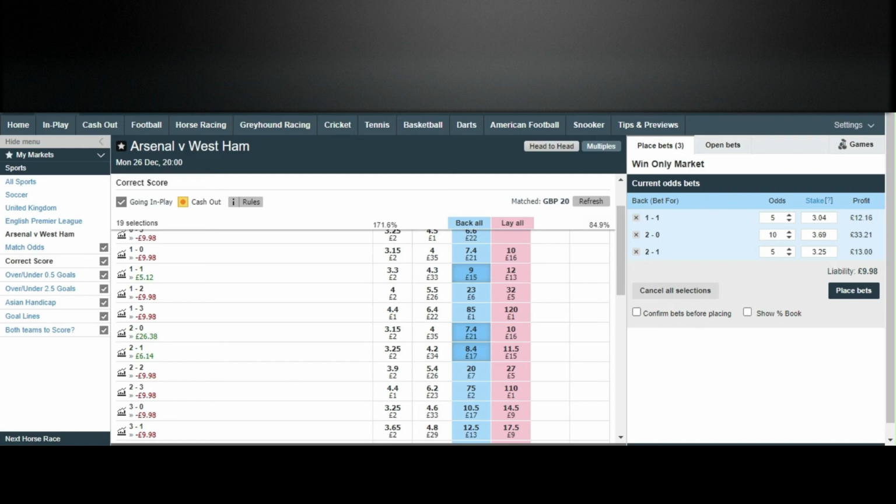Like I said, don't worry what goes on the rest of the game. Doesn't matter. You're cashing out, you're getting out, you're trading it. You're not having a bet unless you want to. It's entirely up to you. So yeah, strong favourite. Stick the 1-1 in just in case.